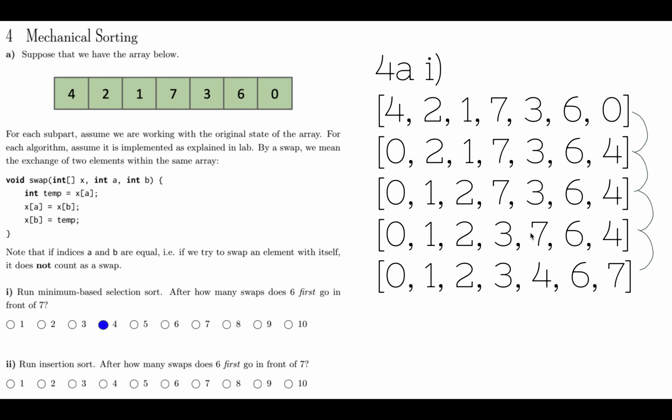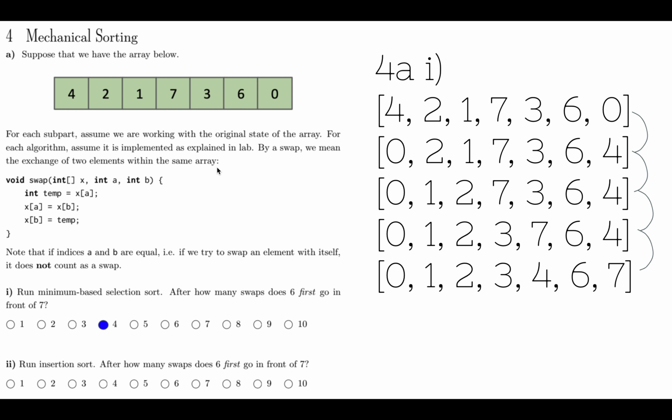here. Finally, 7, 6, and 4 is the subarray that we're looking at, and the minimum of this is 4. 4 should be pushed to the beginning of the subarray, so 4 and 7 swap, as seen here. Finally, in this iteration, 7 is after 6, and so we've done a total of 1, 2, 3, 4 swaps. So 4 is the correct answer.